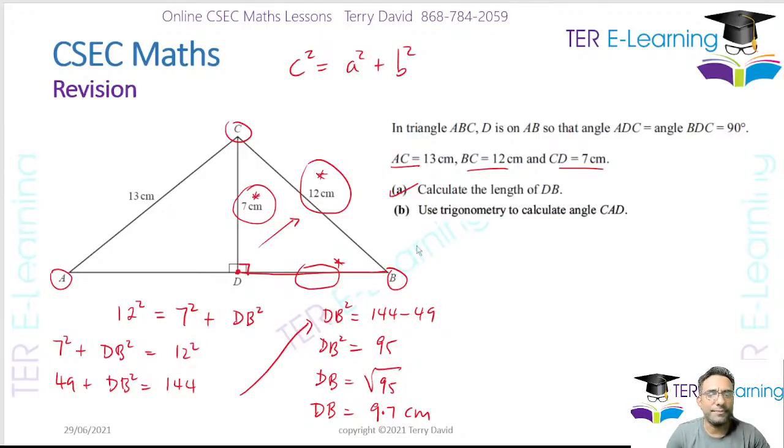So what I've done here, I've worked out the length DB. The next part here, they said using trigonometry, calculate the angle CAD. So CAD is this angle here. Let's call that theta. What am I going to use to find theta? Am I going to use sine, cosine, or tan?